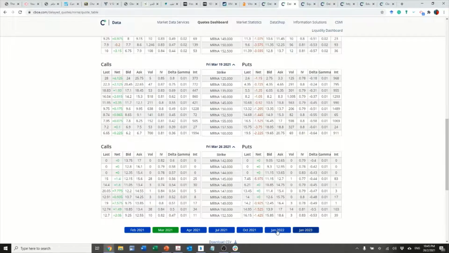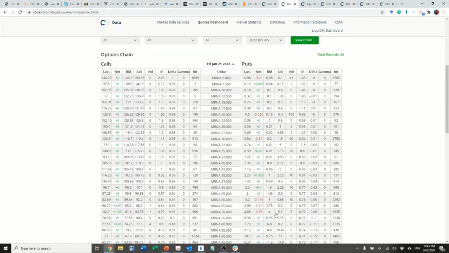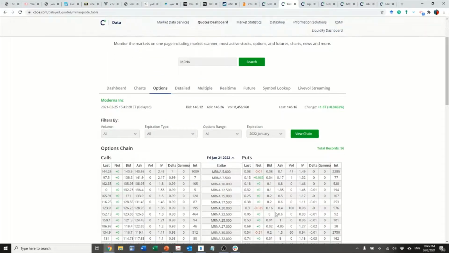Now if you go longer in the history, you find, for example, in January there are no weeklies, but there is an option available to trade now for next January, and it expires on the third Friday of that month.